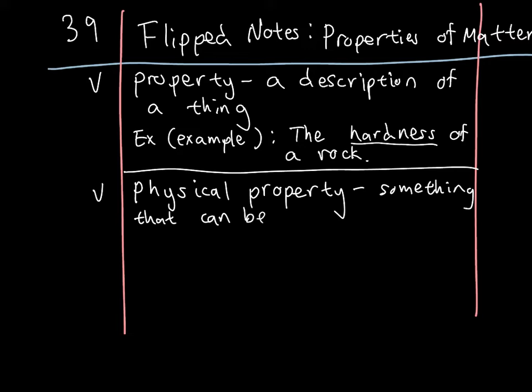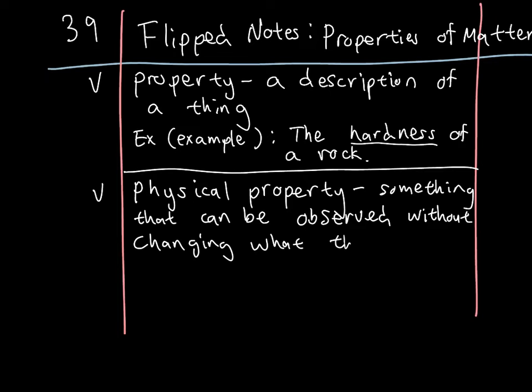You have way more space than I did. I drew these red lines way too close. So physical property is something that can be observed. An observer means you're just looking at it or seeing what is happening without changing what the object is made out of.